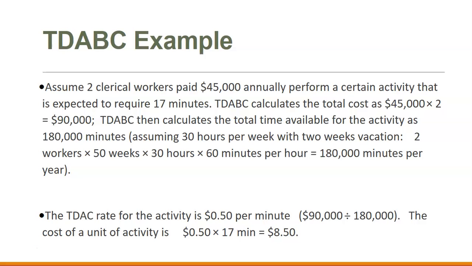Therefore, our rate for the activity is 50 cents per minute. Our total cost divided by the total amount of our allocation base, which is the minutes per year. So our 17-minute activity is given a rate of $8.50 based on the time it takes. That is the end of chapter 5.